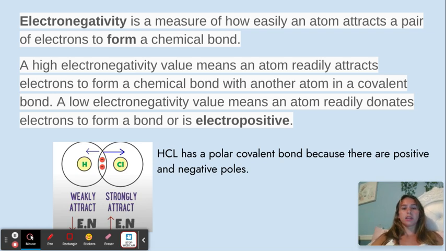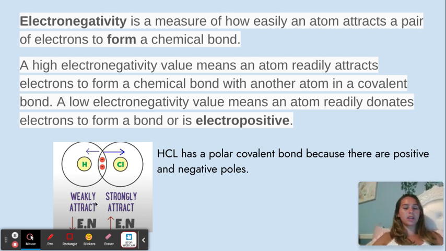So, electronegativity is the measure of how easily an atom attracts a pair of electrons to form a chemical bond. A higher electronegativity value means that an atom readily attracts electrons to form a chemical bond with another atom in a covalent bond. A lower electronegativity value means that an atom readily donates electrons to form a bond, or it's electropositive.